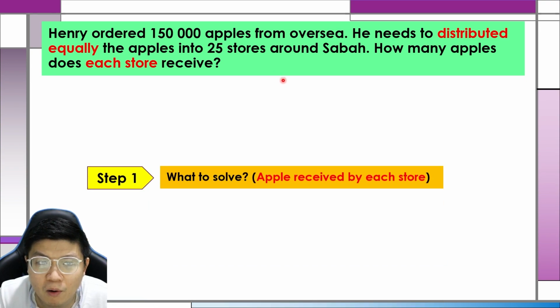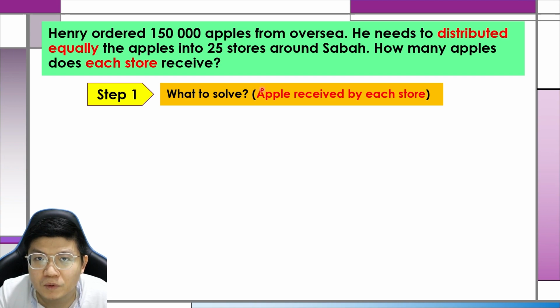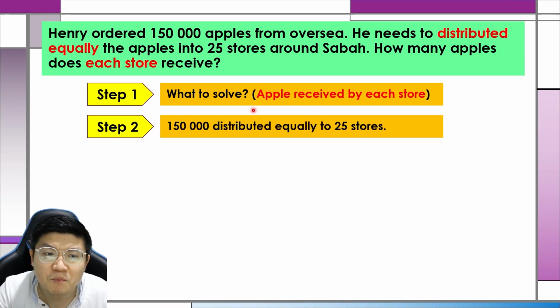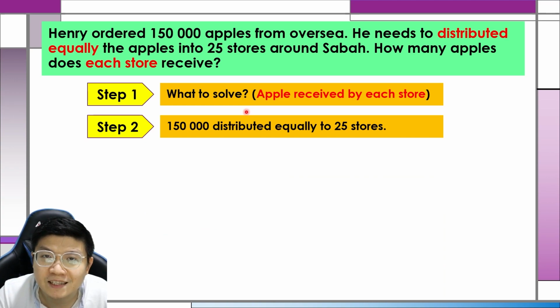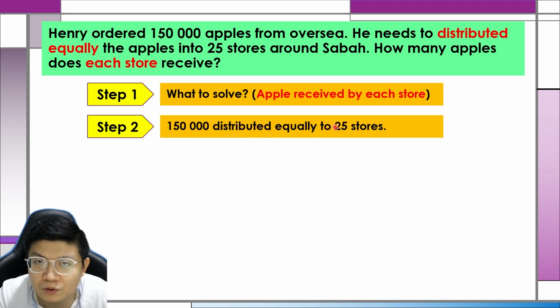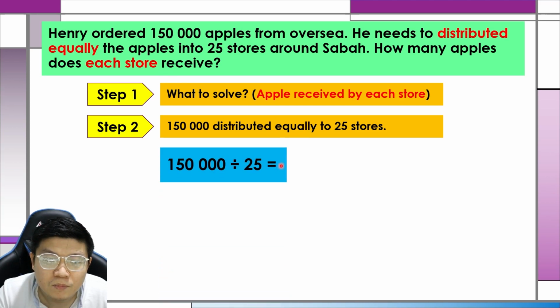So for step number 1, what to solve? Apples received by each store. Right. Step number 2, 150,000 distributed equally. So this is the keyword, distributed equally to 25 stores. It means you are dividing by 25. Right? So 150,000 divided by 25.